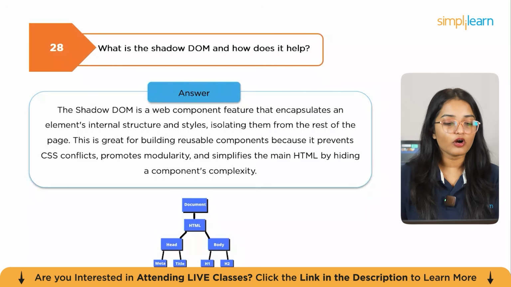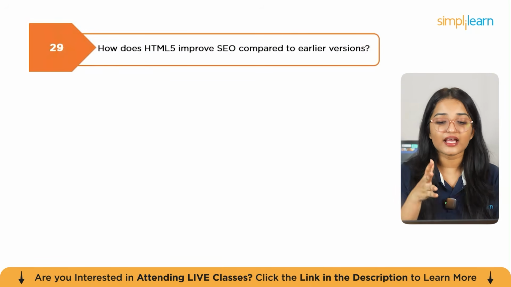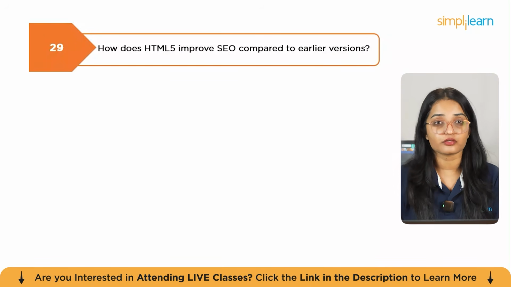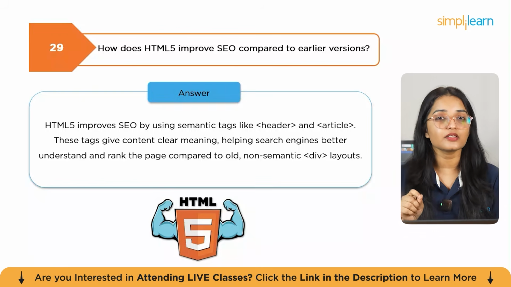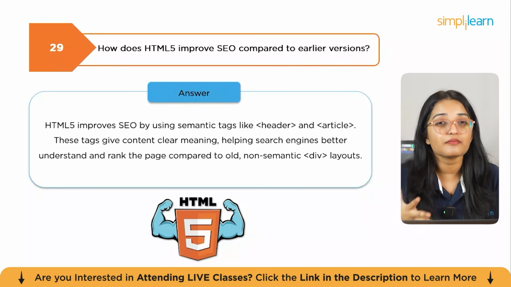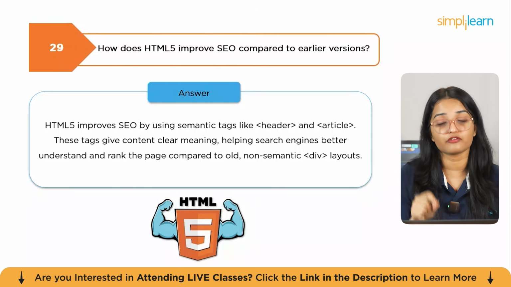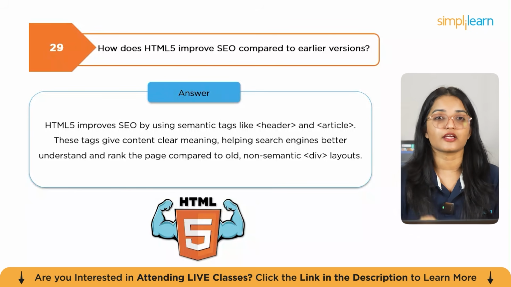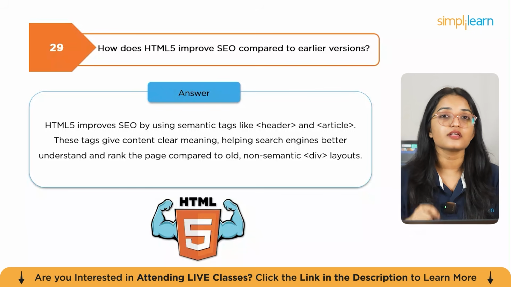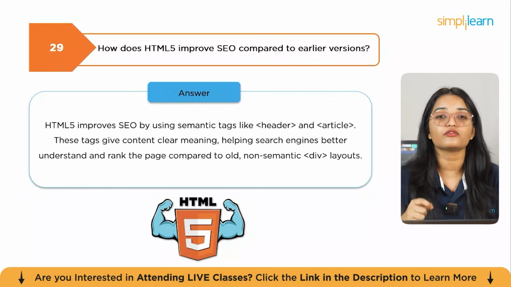Now it's time to move on to our 29th question, which is: how does HTML5 improve SEO compared to earlier versions? To answer this, you say that HTML5 significantly improves SEO by providing a more semantic structure to web pages. Before HTML5, developers often used non-semantic div tags with ID and class attributes to label sections. Search engine crawlers had a harder time understanding the hierarchy and importance of the content.